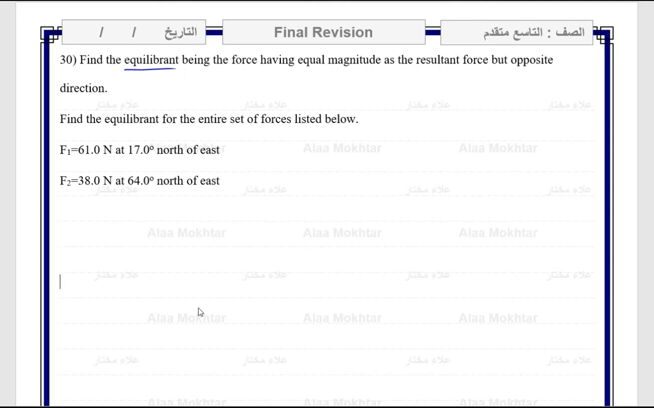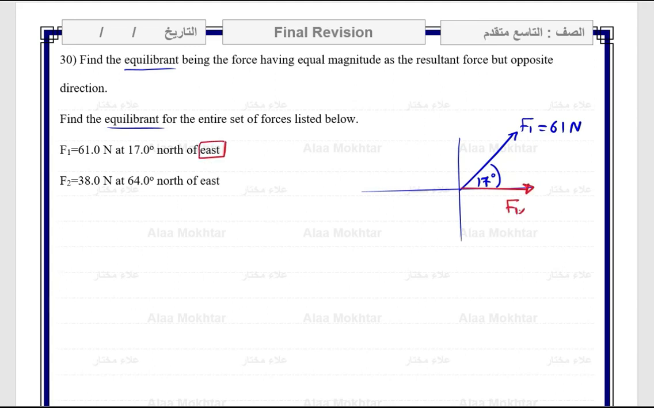Question number 30. Find the equilibrant, being the force having equal magnitude to the resultant force but opposite direction. Equilibrant cancels, giving equilibrium. Okay, find the equilibrant for the entire set of forces listed below. We have two forces. The first force, F1, is 61 Newtons at 17 degrees north of east, so the angle is measured beside east.